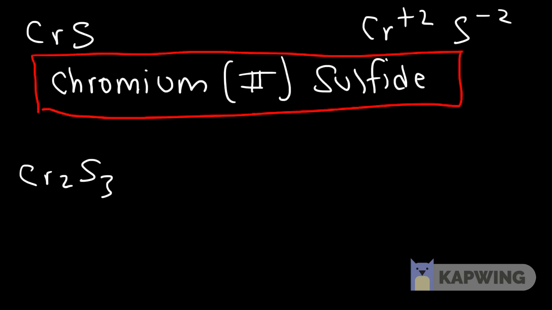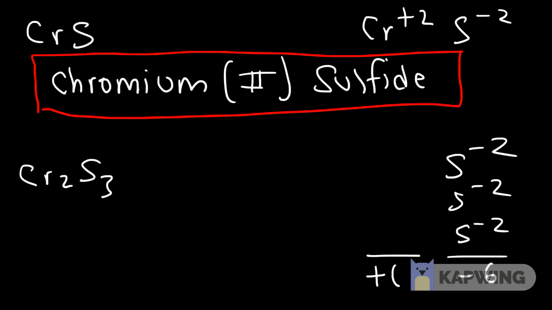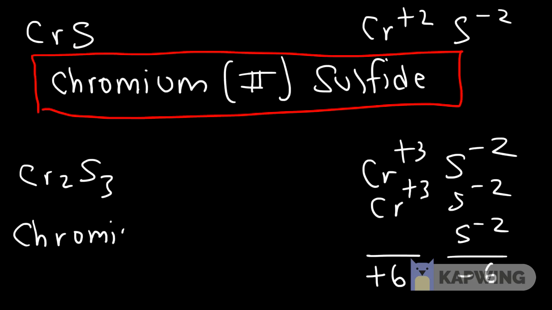Now for the second example, there's 3 sulfide ions. So the total negative charge is -6, which means the total positive charge has to be +6. Now there's 2 chromium ions. So for the total charge to add up to +6, each of these chromium ions has to have a +3 charge. So therefore, this is going to be called chromium(III) sulfide.